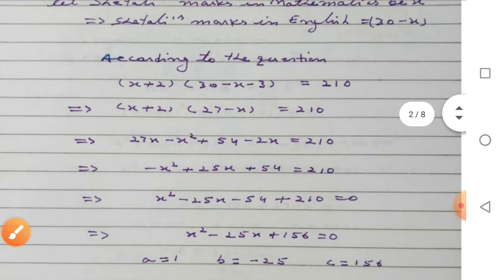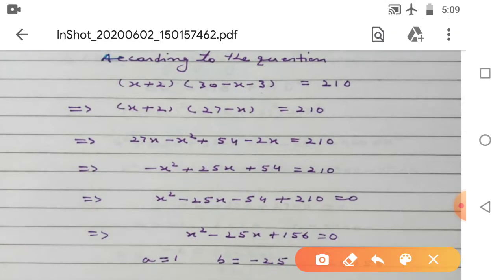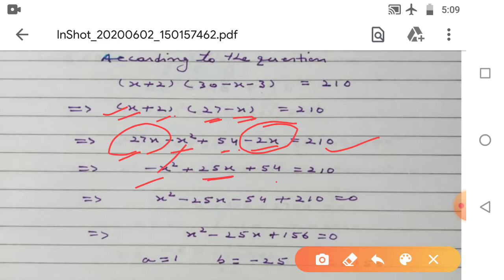Now, when you multiply x with 27, you get 27x. x with minus x is minus x square, and 2 multiplied with 27 gives 54, and 2 with minus x is minus 2x, is equal to 210. So, this is minus x square, 27x minus 2x becomes 25x, plus 54 as it is, and on the right hand side we have 210.